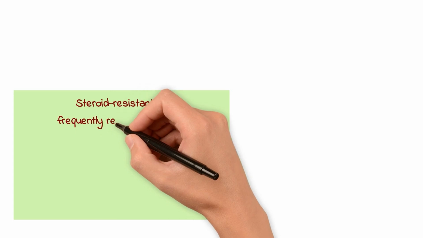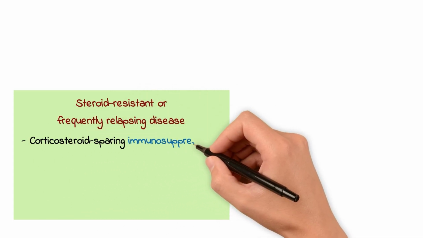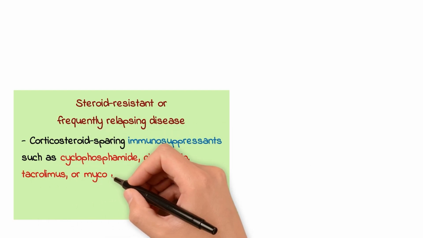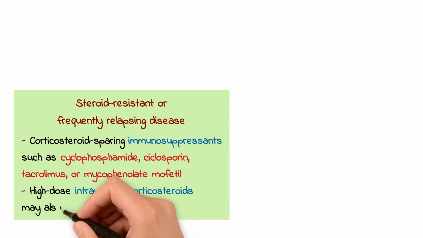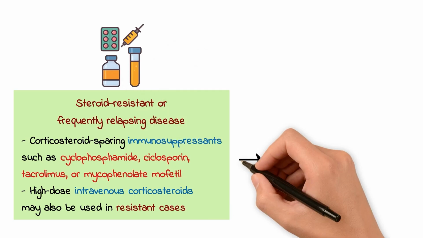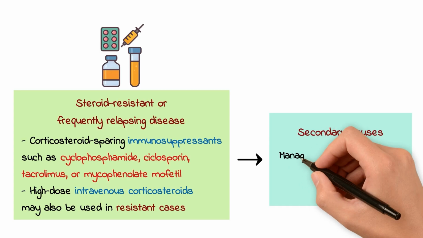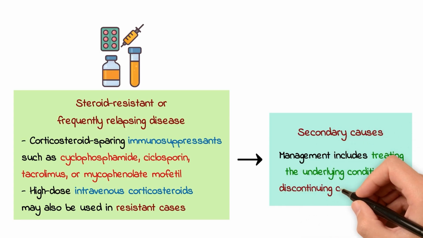Steroid-resistant or frequently relapsing disease. Corticosteroid-sparing immunosuppressants such as cyclophosphamide, cyclosporin, tacrolimus, or mycophenolate mofetil. High-dose intravenous corticosteroids may also be used in resistant cases. Secondary causes. Management includes treating the underlying condition or discontinuing causative drugs.